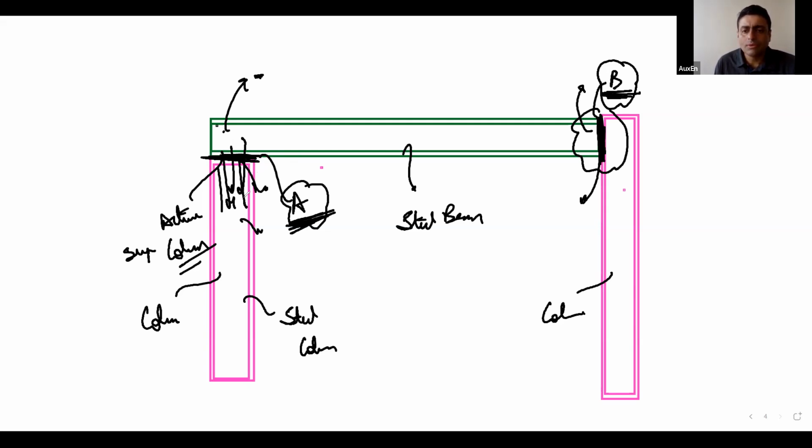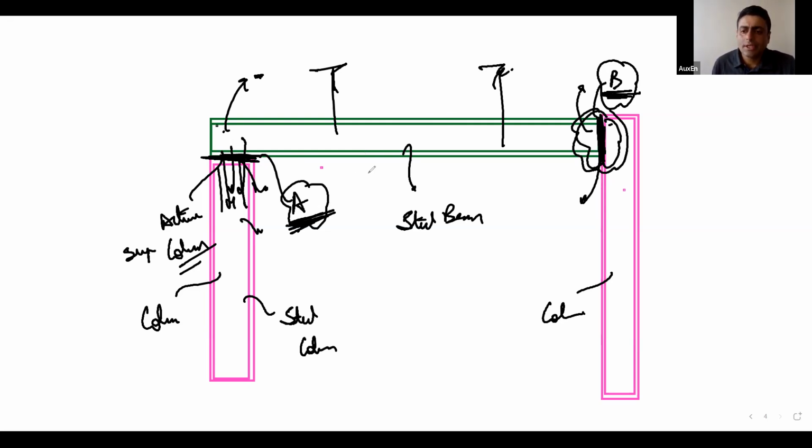It's also easy to install. In connection type B, you will have to keep your beam lifted by some arrangement, and then in the lifted condition, you will have to put this connection. So it's much easier to install connection A.